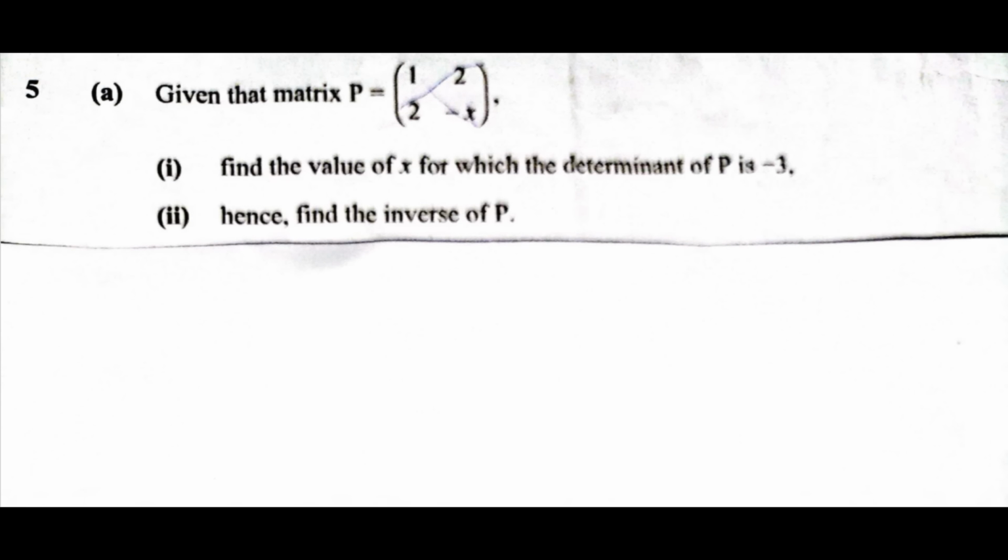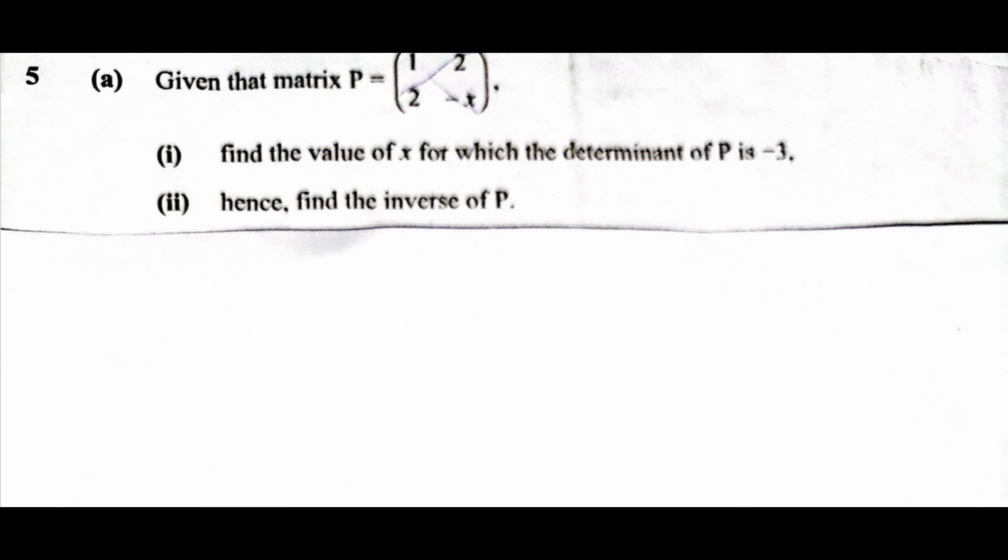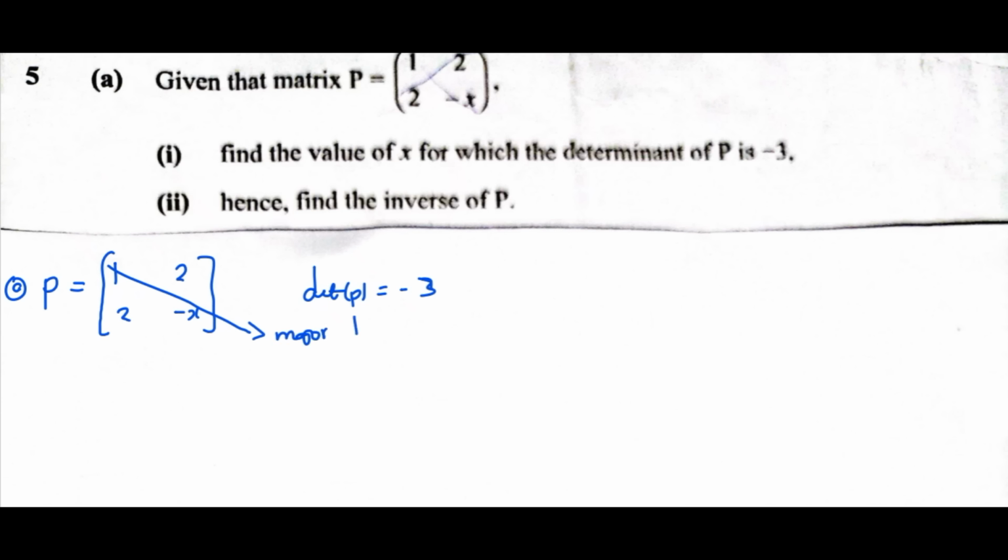Now we move on to question 5. Given that matrix P has the elements 1, 2, 2, negative x, find the value of x for which the determinant of P is equal to negative 3. We know that these are the major diagonal elements, then you have the minor diagonal here.